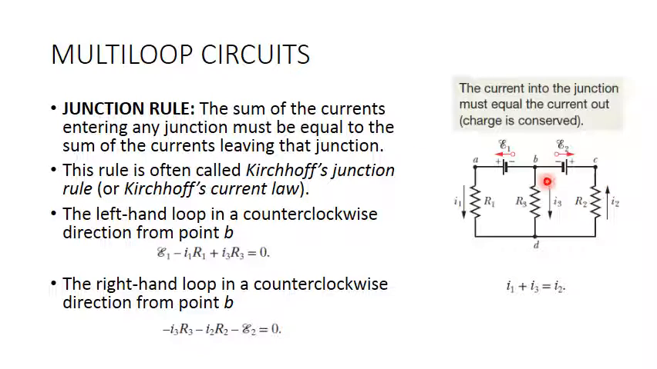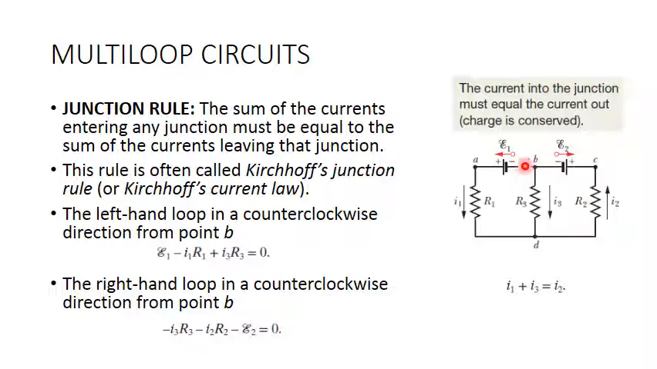For example, if we are talking about here, we have I2. I2 is coming from point D to C to B. And we have I1 coming from B to A to D. And we have I3 coming from B to D. So in this case, at the point D, the currents I3 and I1 enter the point D, and the current I2 leaves the point D. So in this case, I2 equals I3 plus I1.